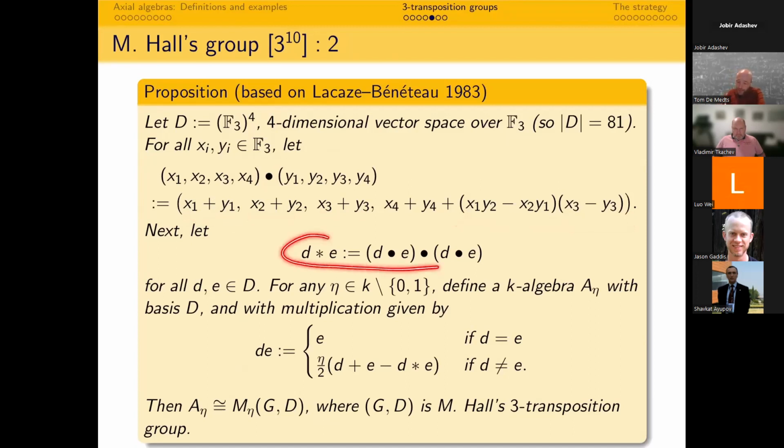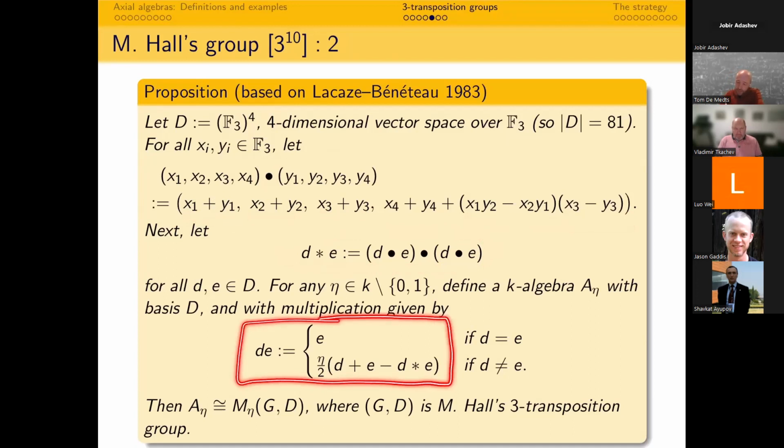And then you define this funny multiplication, d star e, which is d bullet e bullet d bullet e, in this order. And that you now use as input in your multiplication, which of course you recognize. This is like the Matsuo type multiplication that you use as an input. And out comes the Matsuo algebra corresponding to the whole street transposition. So I think it's a really simple, explicit construction.